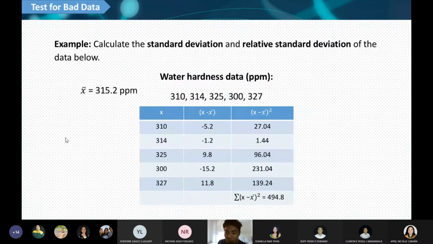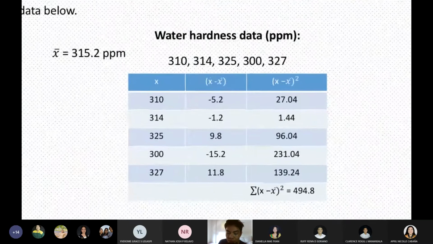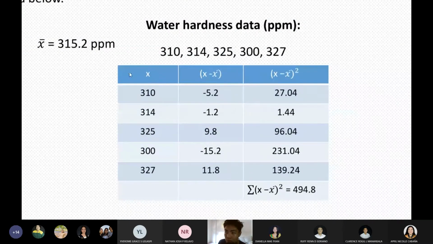So let's have this, for example. Okay, so ito yung mean, ito yung data na ginamit natin kanina pa. So what you're going to do if you're solving for the standard deviation is you create a table. You create a table wherein you have a column for x. Actually, dapat may column for x bar then x minus x bar. That means the measurement minus your mean. And then later on, you will square it. Then after squaring all the x minus x bars here, you're going to add them up to get the sum of x minus x bar. This will be used as the numerator for our standard deviation calculation. Okay. So mamaya may practice tayo dito.